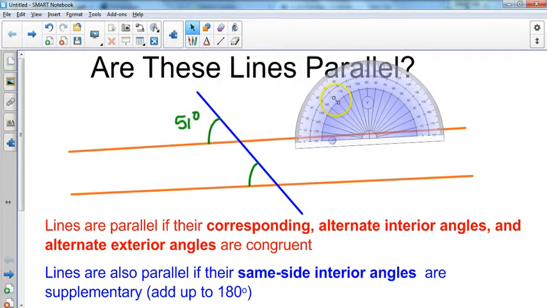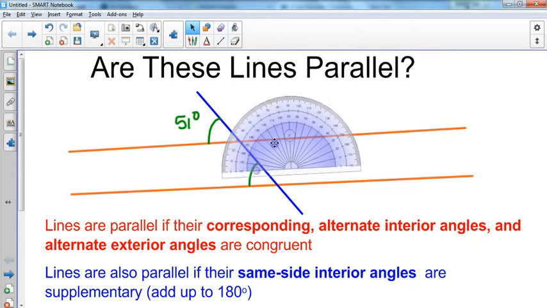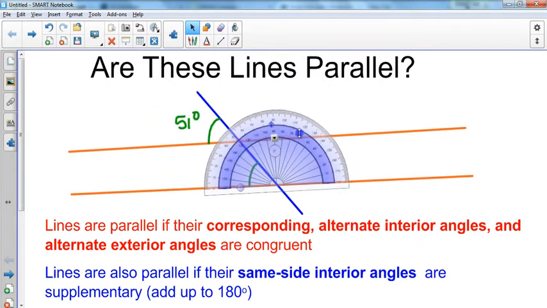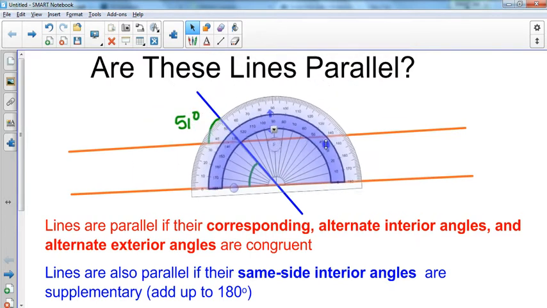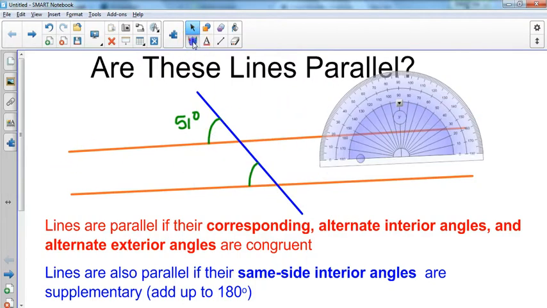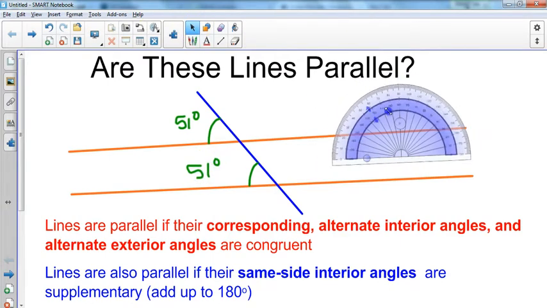So if these lines truly are parallel, then this corresponding angle right here will also be 51 degrees. And it looks like this is about 51 degrees. So I would say that these lines are parallel because those corresponding angles look like they're the same measure. So if this is 51 degrees, we can say, yep, these lines are truly parallel, right?